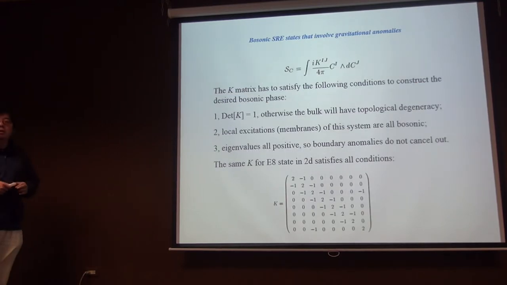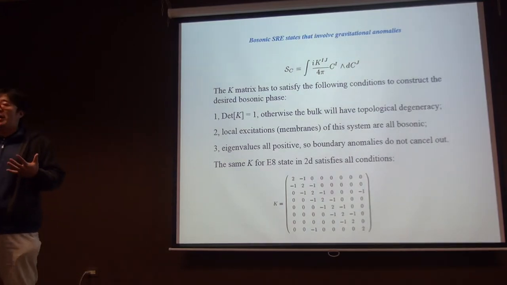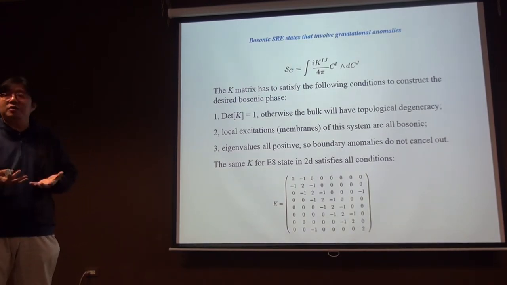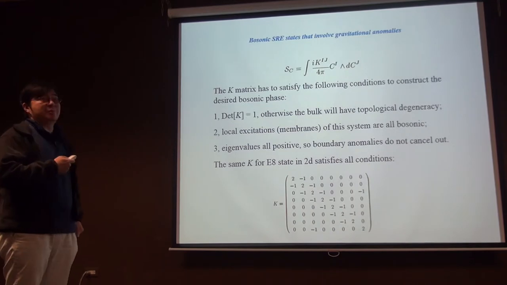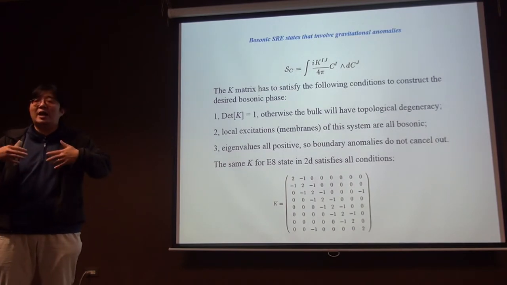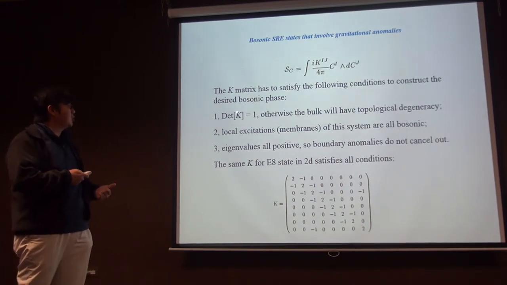But in this generalization, do you just get this unique term, or could you get others? Oh, I mean, the K must have some conditions, and with those conditions, I only find one matrix. Again, the K must satisfy some condition to make sure that this bulk state is the state I want. I want to look for a boson state whose bulk is trivial, whose boundary is non-trivial, and is a boson state. So first of all, the determinant of K must be 1, otherwise the system will have a topological degeneracy in the bulk. And when we talk about higher dimensions, the topological degeneracy will be huge, very, very big. So we want to make sure determinant K equals 1.